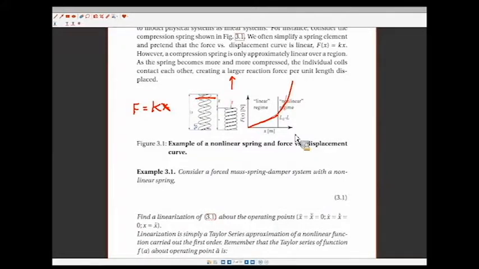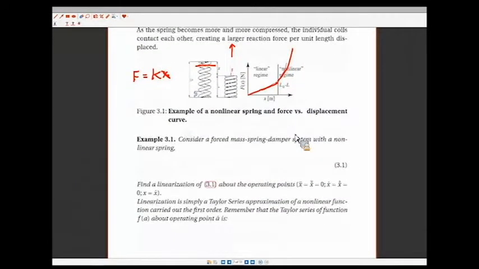Okay. So simple element, definitely nonlinear. And so we're going to say, consider a forced mass spring damper with a nonlinear spring in example 3.1. And one model people use for nonlinear forms of springs would be M x double dot to capture mass times acceleration in terms of Newton's laws. You have damping in a mass spring damper, of course.